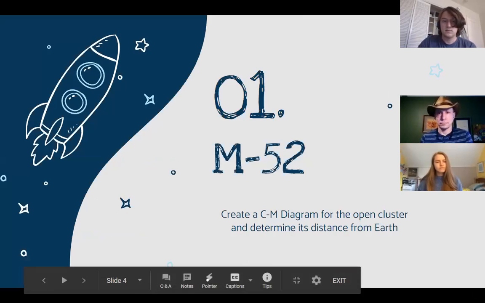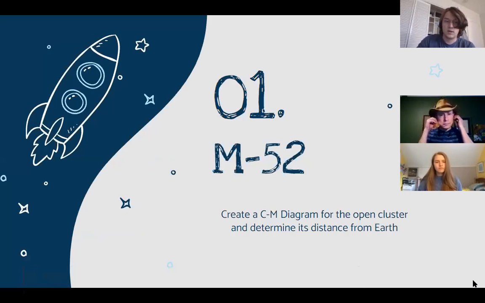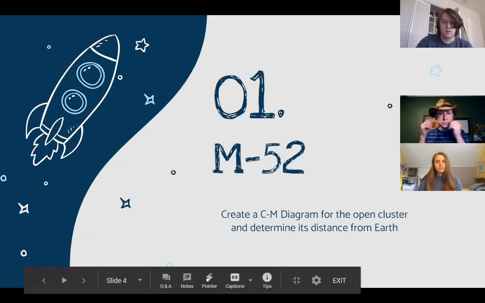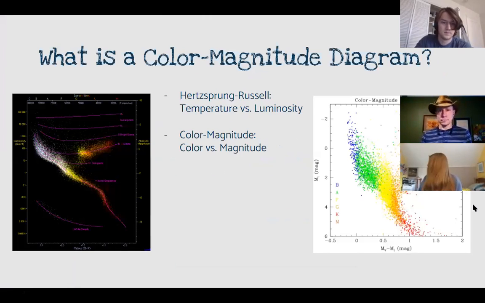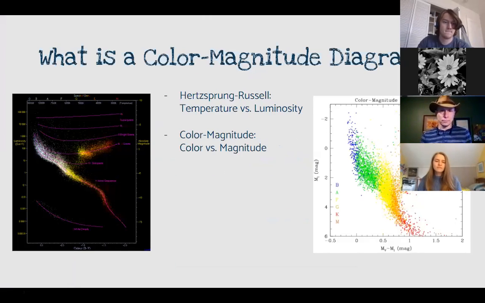All right, so I will be talking about what we did with M52 and the procedure that we did to take some data on it. First, there are some terms that you're going to need to know. One of them is a color magnitude diagram. It's a variant of the Hertzsprung-Russell diagram. The Hertzsprung-Russell diagram is a graph of temperatures and magnitudes of specific stars. We use the color magnitude diagram to plot our specific star clusters, though.